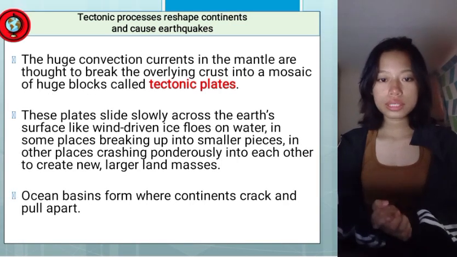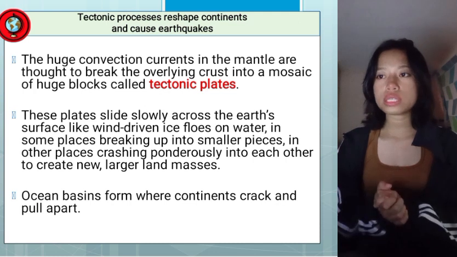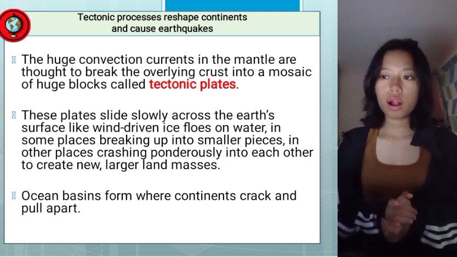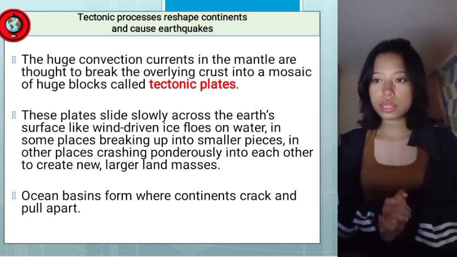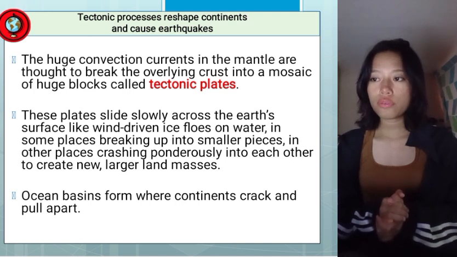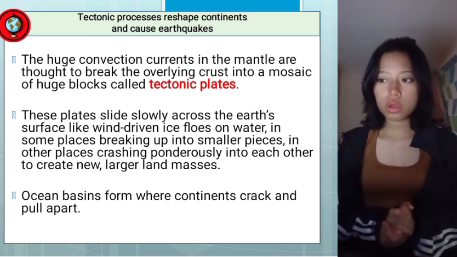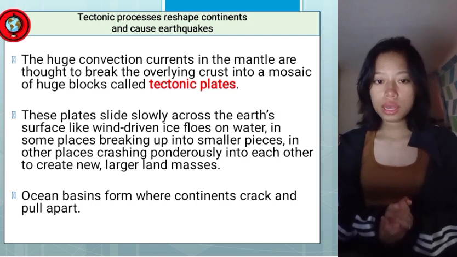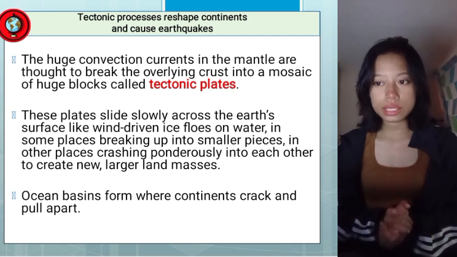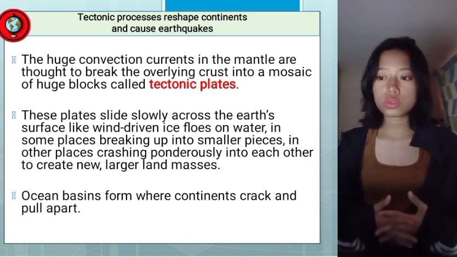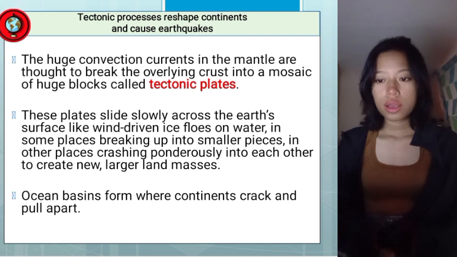So, let's move on to the next topic, which is how tectonic processes reshape continents and cause earthquakes. The huge convection currents in the mantle are thought to break the overlying crust into a mosaic of huge blocks called tectonic plates. These plates slide slowly across the Earth's surface like wind-driven ice walls on water, in some places breaking up into smaller pieces, and in other places crashing ponderously into each other to create new, larger landmasses. Ocean basins form where continents crack and pull apart.